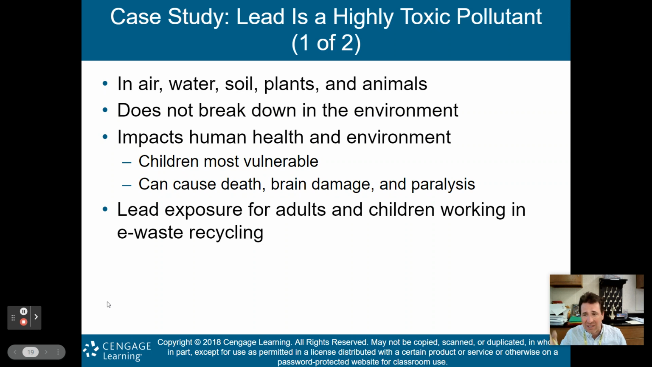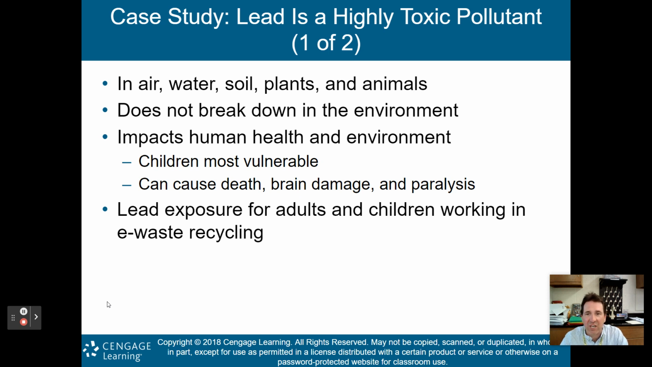All right, case study to talk about here. Lead is also a highly toxic pollutant. We don't talk about it as much these days, but when I was your age, lead was a big issue. Not only lead paint, but lead in gasoline. So lead is in air, water, soil, plants, and animals. It does not break down in the environment. It impacts human health. Children are most vulnerable. It can cause death, brain damage, and paralysis.